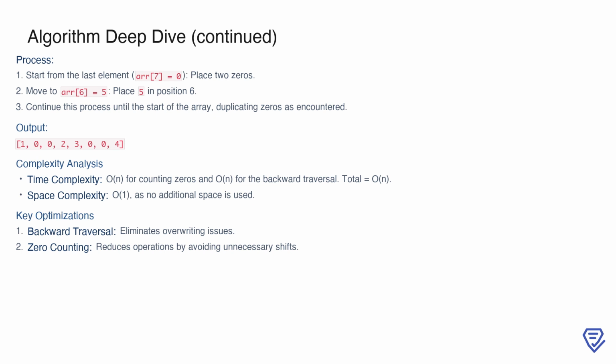The time complexity of this approach is O(n), as we perform one pass to count zeros and another pass for the backward traversal. The space complexity remains O(1), since no additional memory is utilized. Key optimizations here include the use of backward traversal, which prevents overwriting issues, and the zero counting step, which eliminates unnecessary operations, making this method significantly more efficient than the brute force approach.